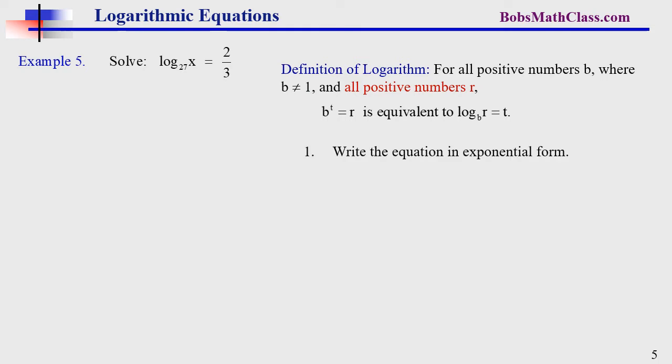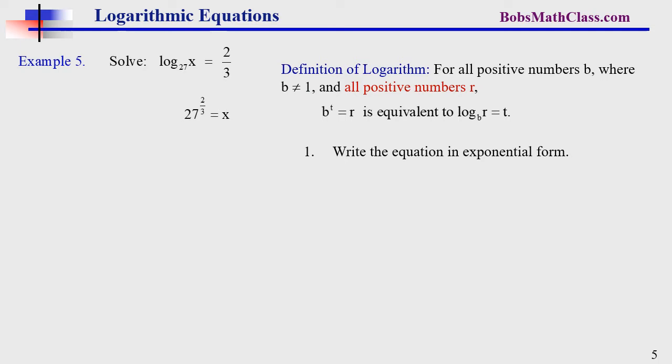All right, let's write it in exponential form. What would that be? The base is 27. The exponent is 2/3, a fraction, equals x. Now, if you could use a calculator, you could probably just type in 27 to the 2/3. If you can't use a calculator in your class, then you can write that in radical form.